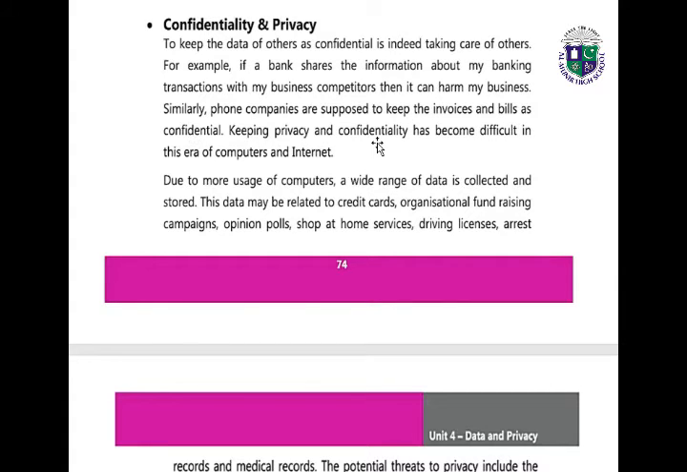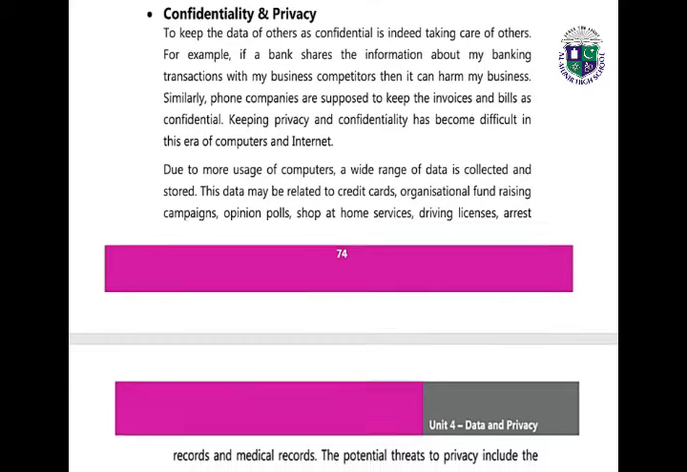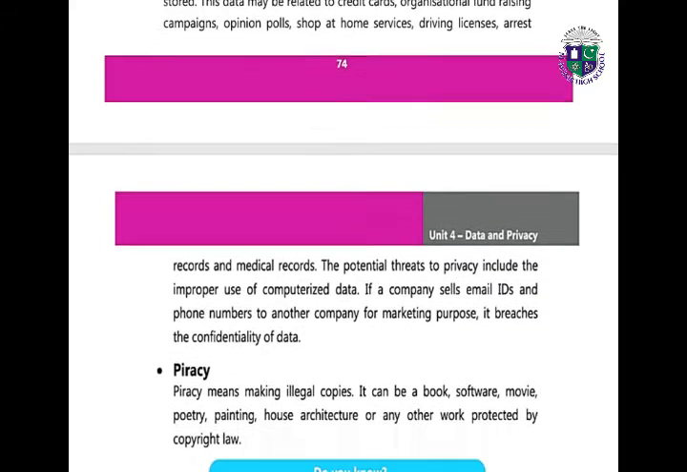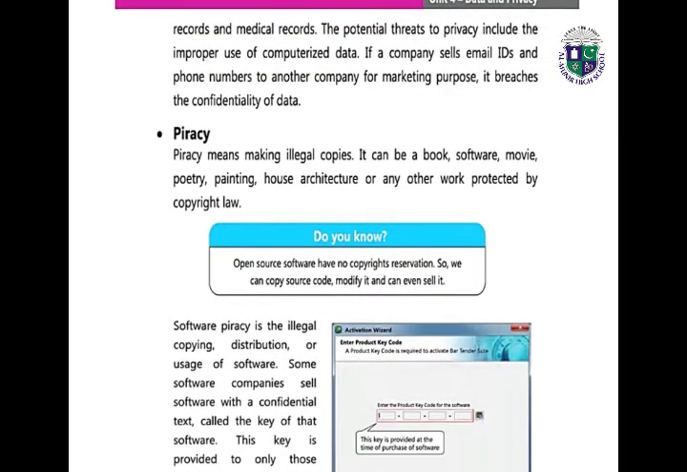Keeping privacy and confidentiality has become difficult in this era of computers and internet. Due to more usage of computers, a wide range of data is collected and stored. This data may be related to credit cards, fundraising, opinion polls, shop at home services, licenses, arrest records, and medical records. So the potential threats to privacy include the improper use of computerized data.